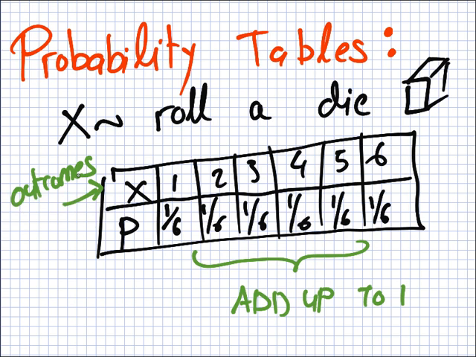I'll give you a second to write that down, and then I'll ask you to make me a probability table. Let's see if you can do it. So just write that one down as an example of a probability table, and then I'll give you one to see if you can draw it.